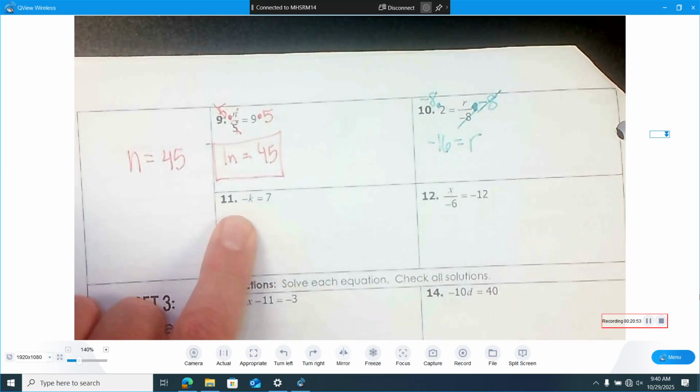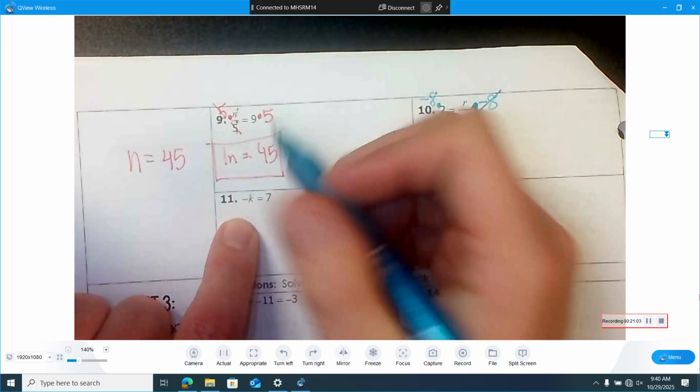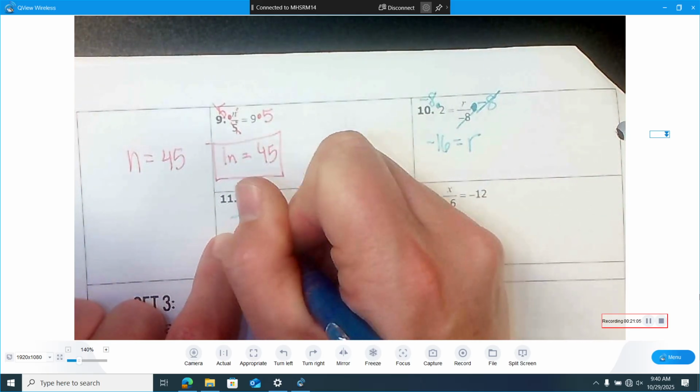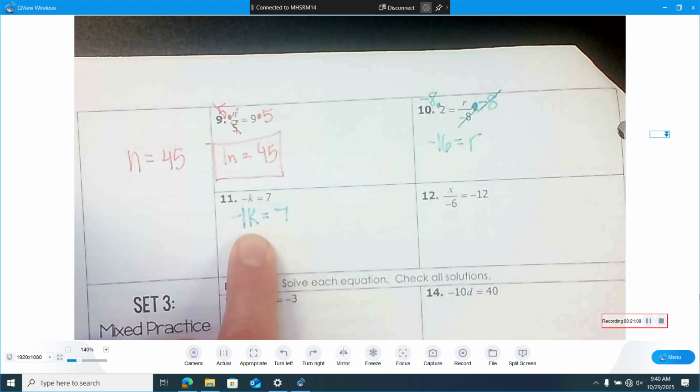All right, 11 is really interesting. I feel like I'm missing something. Do you feel that something is missing here? Makes it a little harder. What should we do here on number 11? Add a 1. Put in a 1. Negative 1k is equal to 7. And so when you have that, you want to put in the 1 because that's going to be really helpful there. There's always a little invisible 1 if there's a number missing.